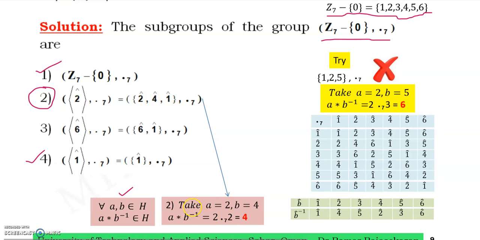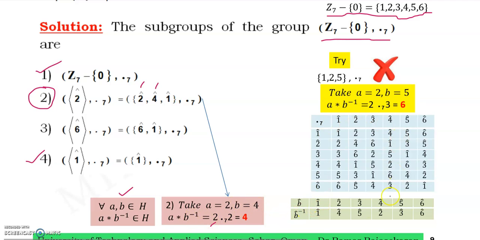Now take, for example, A is equal to 2. I take this element A and I take this element as B. B is 4. Now what is the condition? You have to check A star B inverse. What is A? Here 2, I write here 2. What is B? Here 4. But what is B inverse?